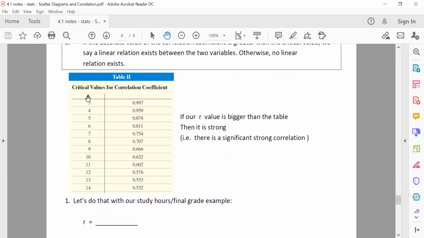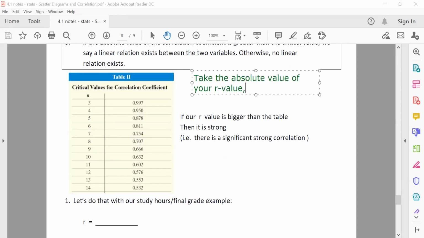Basically, you're going to pick the sample size over here. And so for a sample size of 7, if your R value is at least 0.754, then you have a strong case for correlation. But even better, even if it was negative 0.8, you would need to take the absolute value of it. So one thing this table doesn't say: take the absolute value of your R value and compare it to the table.